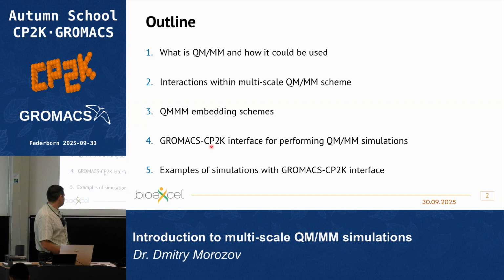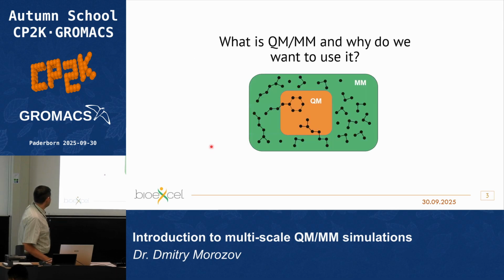Okay, so this is a short outline of my talk. We first will talk about what is QM/MM, and how you should use it, or when it could be used, or where. What kind of interactions you need to take into account when you're doing these schemes. What are these schemes? And how our current implementation of the GROMACS CP2K interface is working, and maybe some examples at the end if we have time. Yeah.